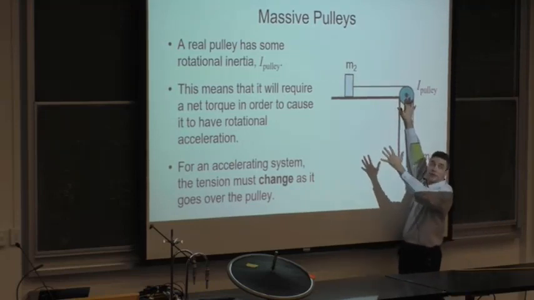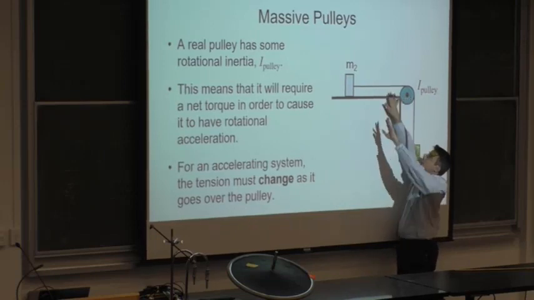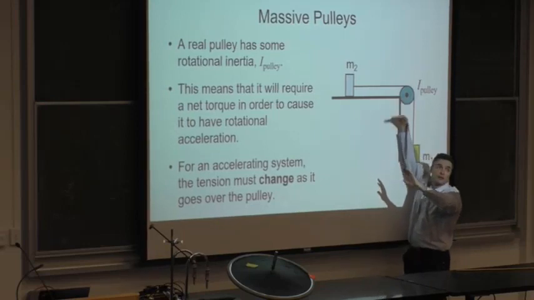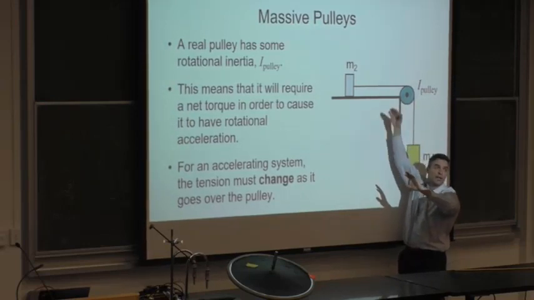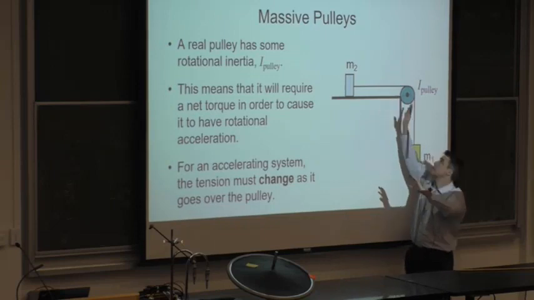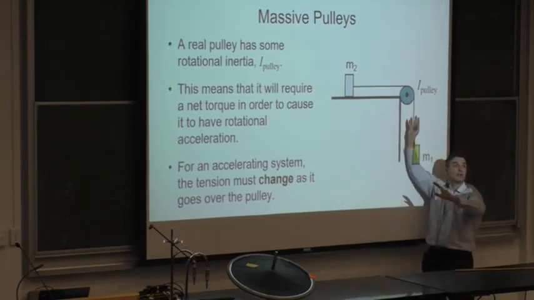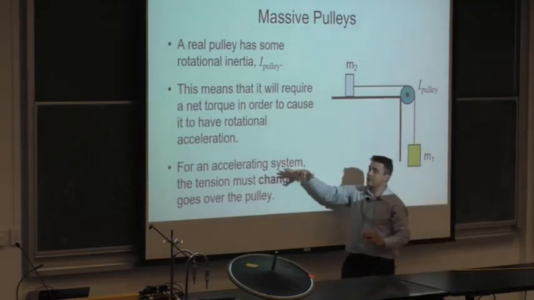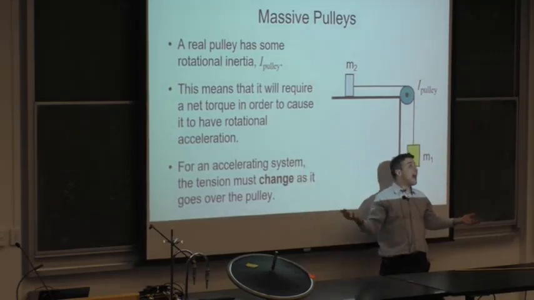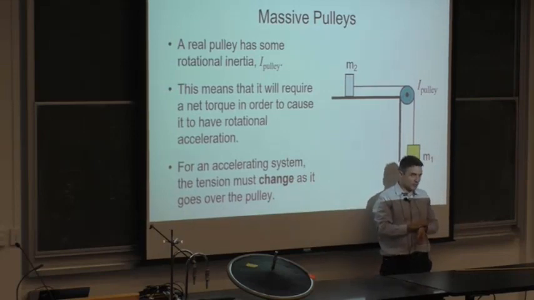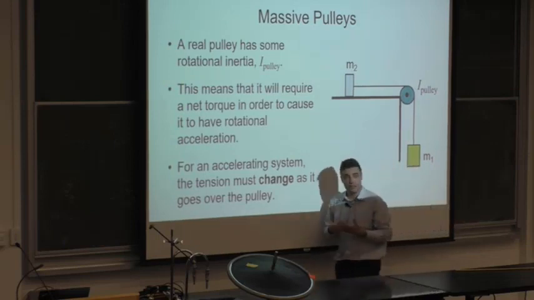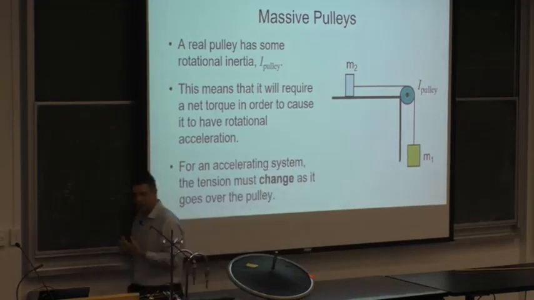If you just look at the pulley as being your object, this tension up here on the left is pulling it to the left. So that's a kind of clockwise or counterclockwise torque from that tension. This tension is pulling it down. So that's a clockwise torque. Those are pulling in opposite directions. And so if it's going to accelerate, now the tensions in these ropes cannot be the same. The tension changes as it goes over the pulley because it has to angularly accelerate the pulley. There has to be a net torque.